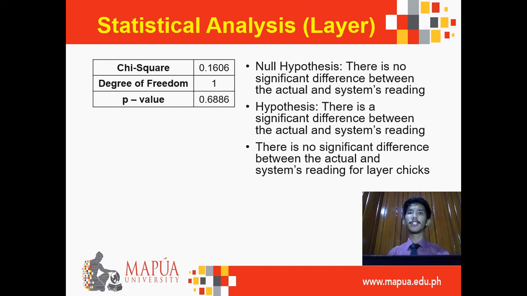While for the layer chicks, the null hypothesis is that there is no significant difference between the actual and the system's reading. While the alternative hypothesis is that there is a significant difference between the actual and the system's reading. Based on the value of P obtained from the calculated chi-square, the null hypothesis is accepted. Therefore, there is no significant difference between the actual and the system's reading for the layer chicks.